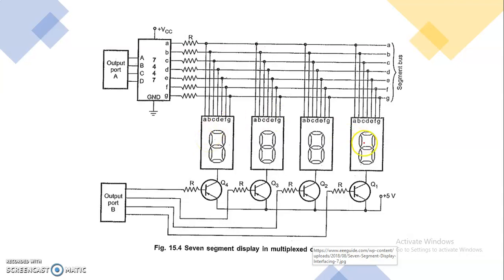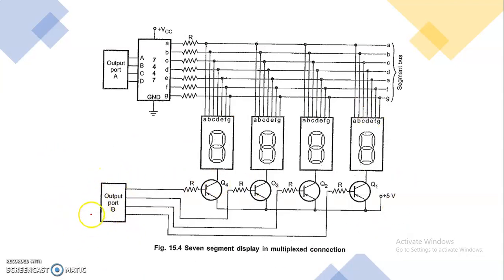Suppose I want the first digit to be displayed on the first 7-segment display, the next digit on the second 7-segment display, the next digit on the third 7-segment display, and the fourth digit on the fourth 7-segment display. In that case, the bottom part is required.